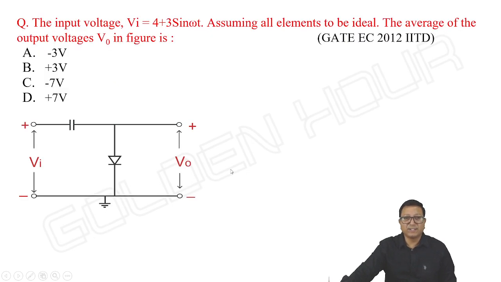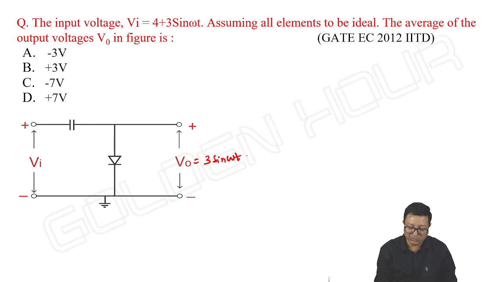The input voltage is Vi equal to 4 plus 3 sin omega t. Assuming all elements to be ideal, the average of the output voltage is, the diode is directed downward, it is a negative clamper, so the output is equal to Vm sin omega t minus Vm. So 3 sin omega t minus 3, in which this is the AC component and this is the DC component. So minus 3 volts is the DC value.